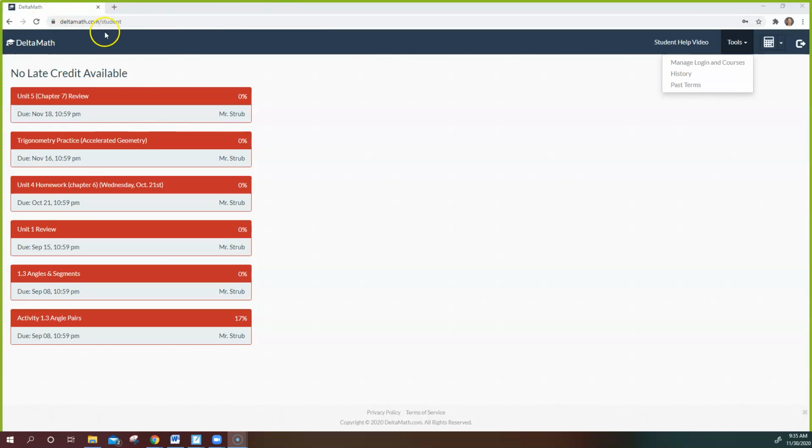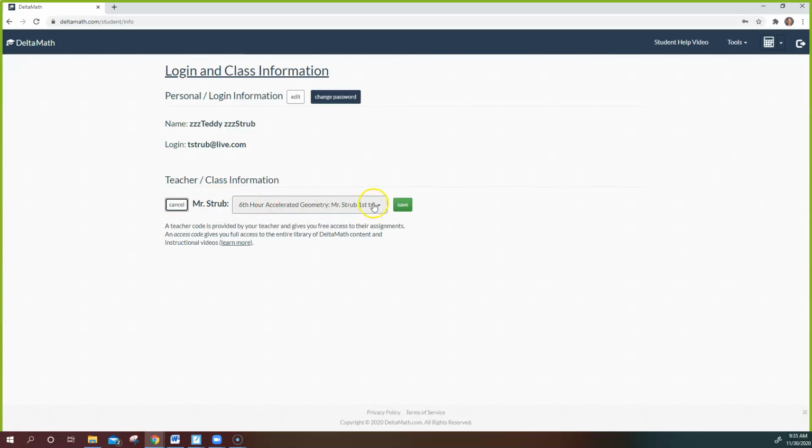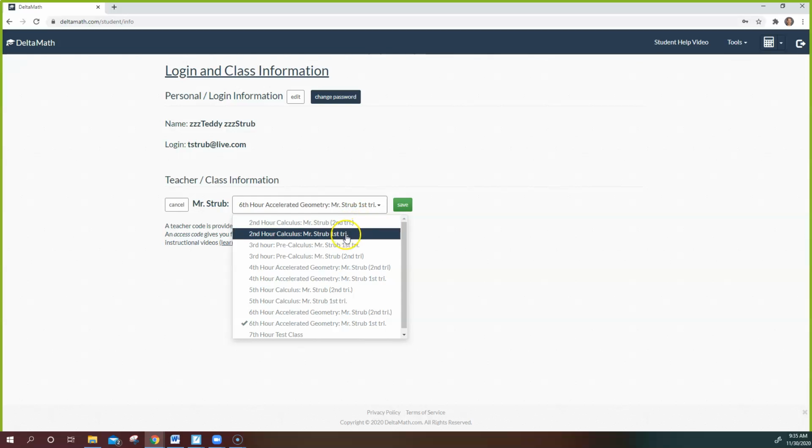Okay, so we're going to Delta Math and we're going to go to just log in, and to switch to a new teacher or to switch to a new course for second trimester, we're going to go to Tools, Manage, Login, and Courses. And then on the bottom one, there's an Edit button. And all you have to do is hit the drop down button and then select.